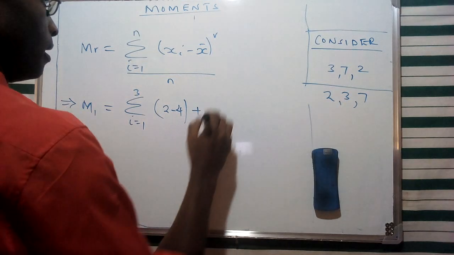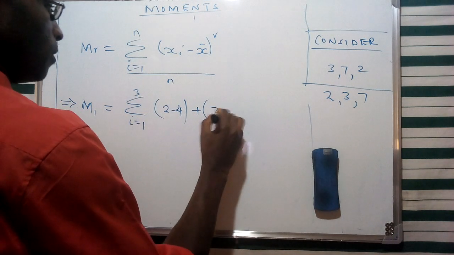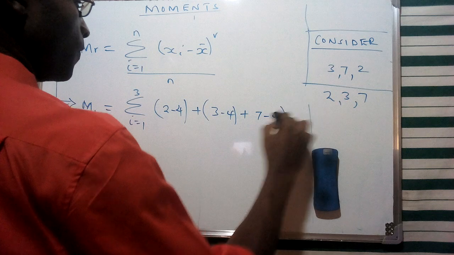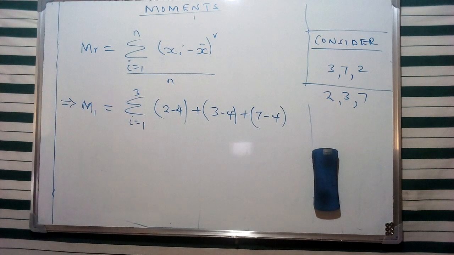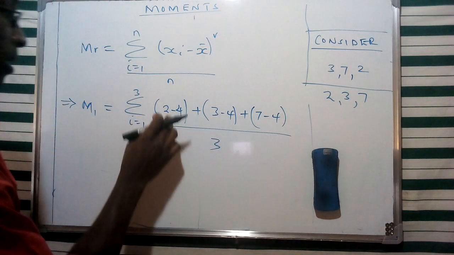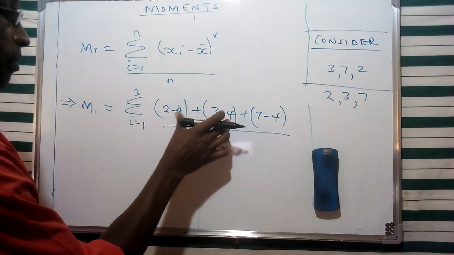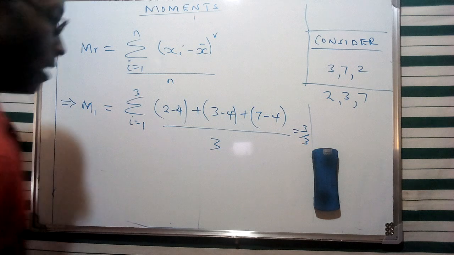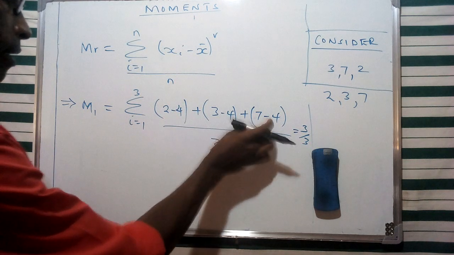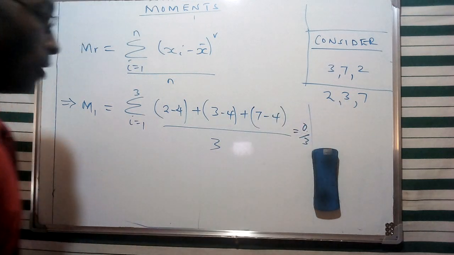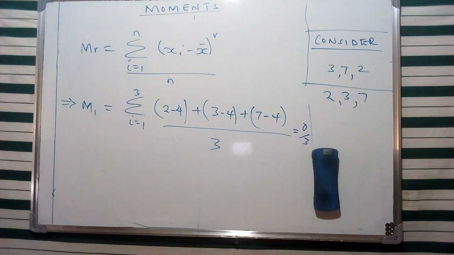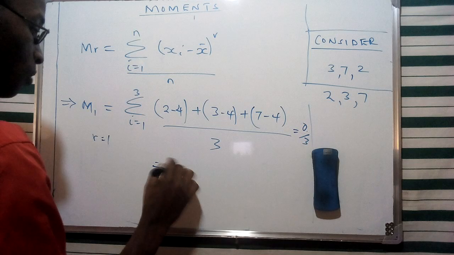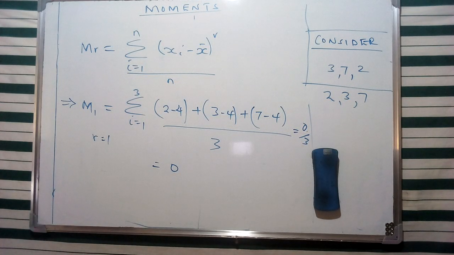So plus, the summation means the addition. So therefore we're going to have 3 minus 4, plus 7 minus 4, and this is going to be divided by 3. So negative 2 plus negative 1, this is going to be negative 3. Negative 3 plus 3 is equivalent to 0. So this is going to be 0 divided by 3. And of course, the first central moment, where r is equivalent to 1, is equivalent to 0 in that particular case.